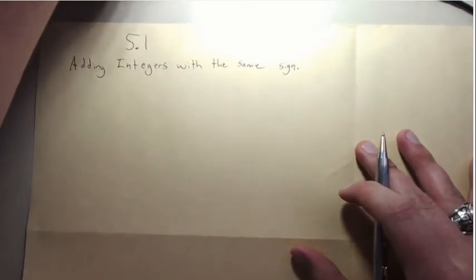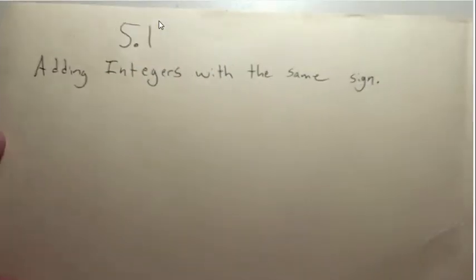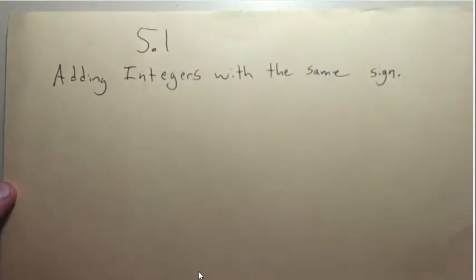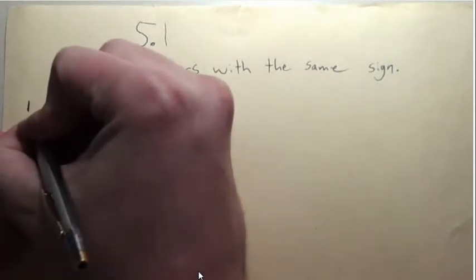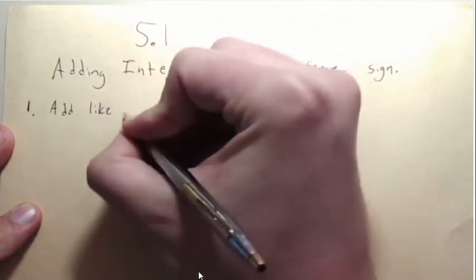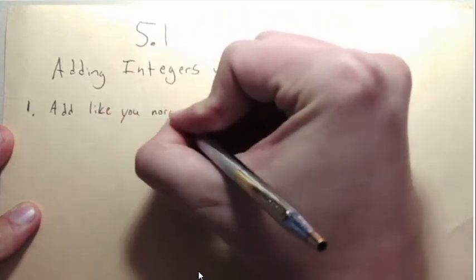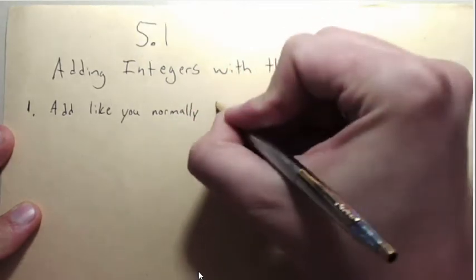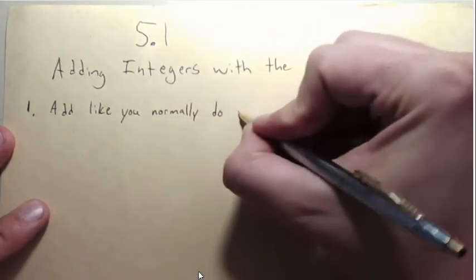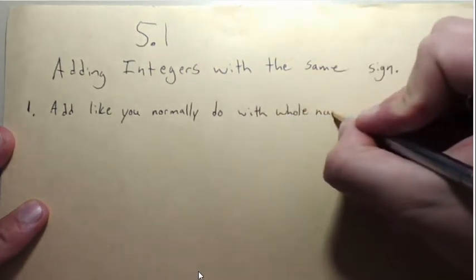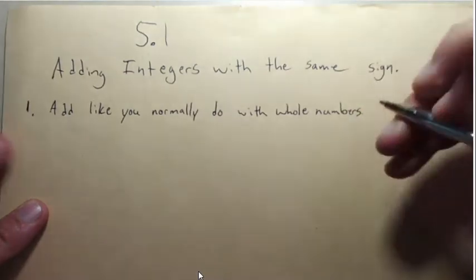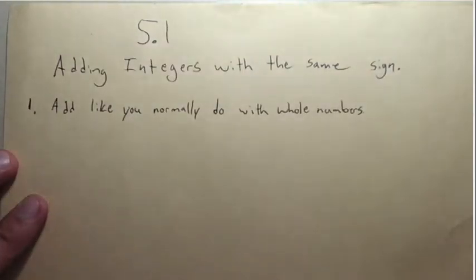Alright, so like we've done, let me zoom in a little bit for you guys. Like we've done over the last couple of videos, we're going to make a couple steps so that we can use those as a reference whenever we're solving these problems. So step number 1 is going to be add like you normally do with whole numbers. If you need to pause the video to write that down, go ahead and do so, please.